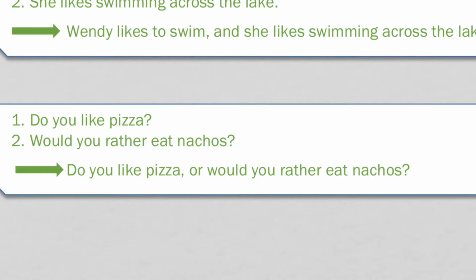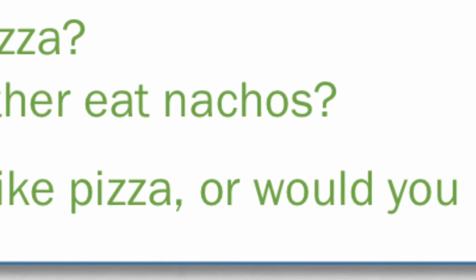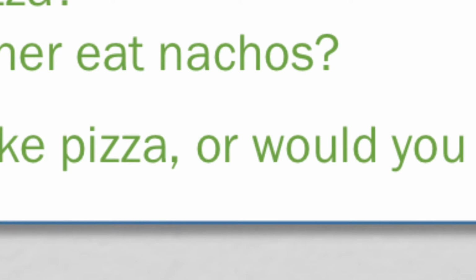Do you like pizza, comma, or would you rather eat nachos? Question mark. We just need the one question mark after nachos. And how did we combine them? Well, we put a comma after pizza, and we use the coordinating conjunction or.